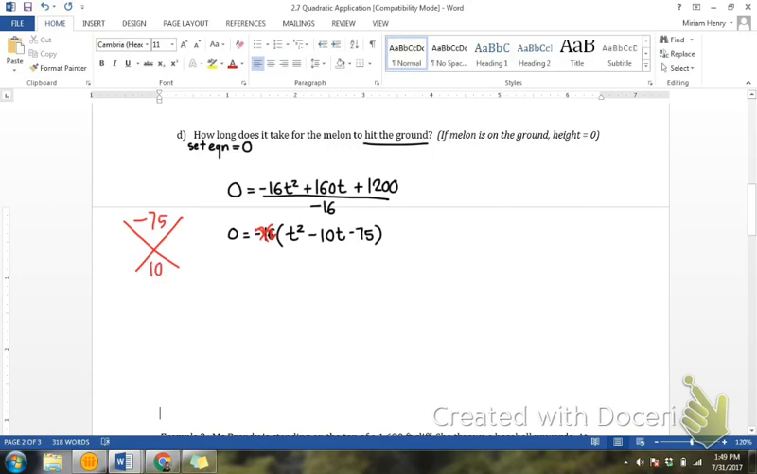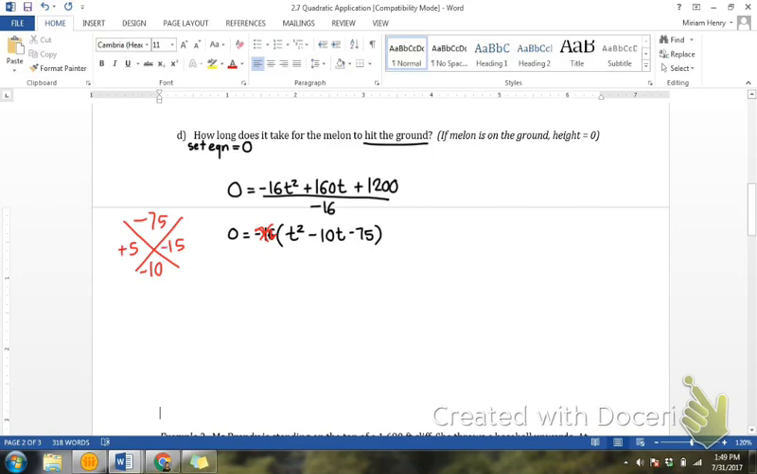Okay, so what two numbers multiply to get negative 75 and add to get negative 10? Lexi says negative 5 and positive 15. Anybody agree with that? I have faith in Lexi. I agree. No, that would make positive 10. It would have to be positive 5 and a negative 15.